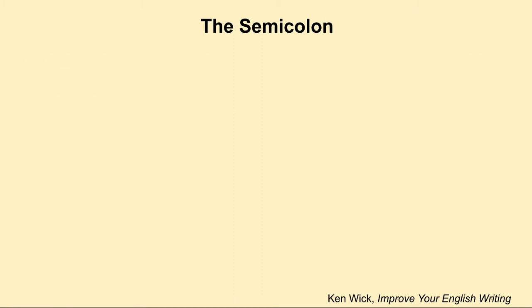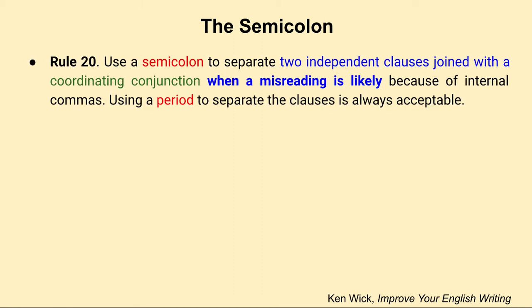So rule number 20 is: use a semicolon to separate two independent clauses joined with a coordinating conjunction when a misreading is likely because of internal commas. That's a mouthful. Let's repeat that. Use a semicolon to separate two independent clauses joined with a coordinating conjunction when a misreading is likely because of internal commas. Using a period to separate the clauses is always acceptable.